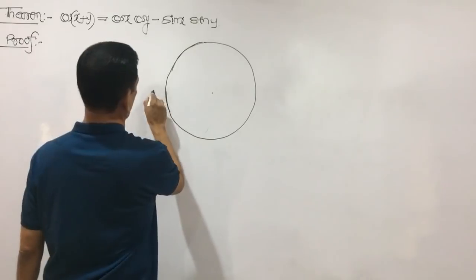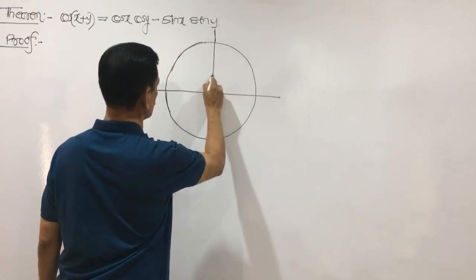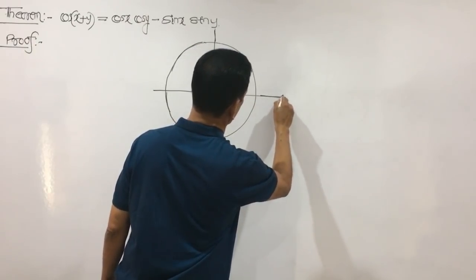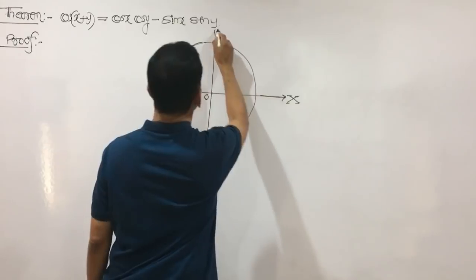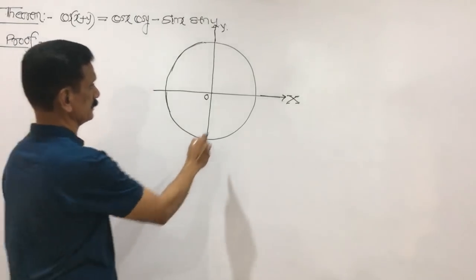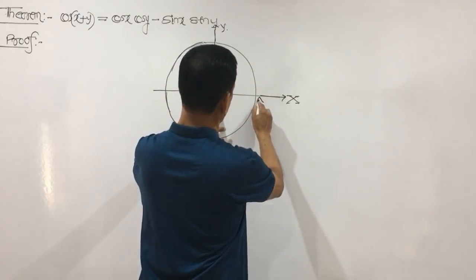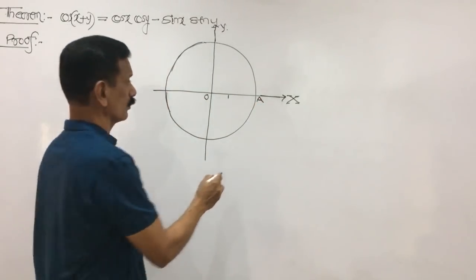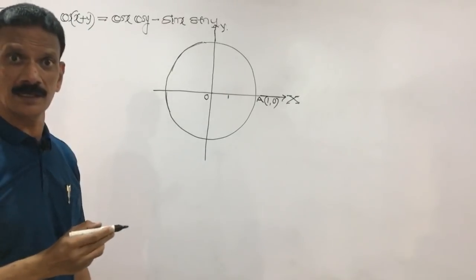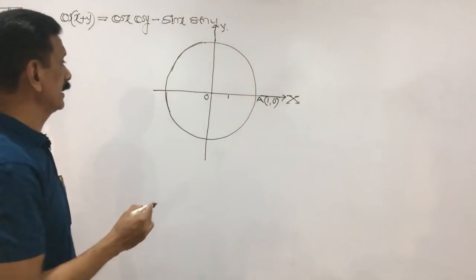This is your origin. I draw this x axis, and next I draw the y axis. This is your y axis. Here the origin is, x axis, and here it is y axis. This is a circle of unit radius, means this is 1 unit. It cuts the x axis at the point A. So what are the coordinates of A? 1, 0. Coordinates of the point A are (1, 0). You know that.